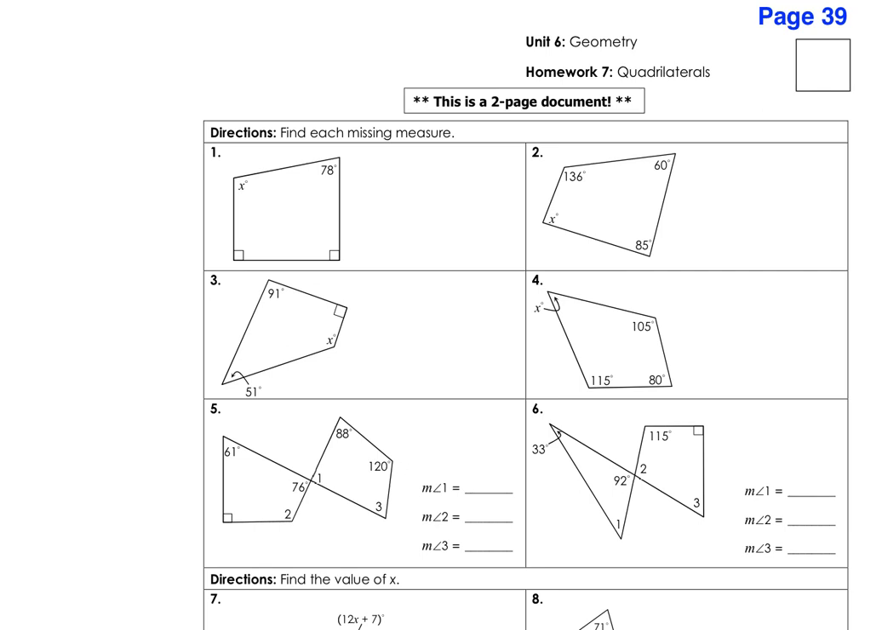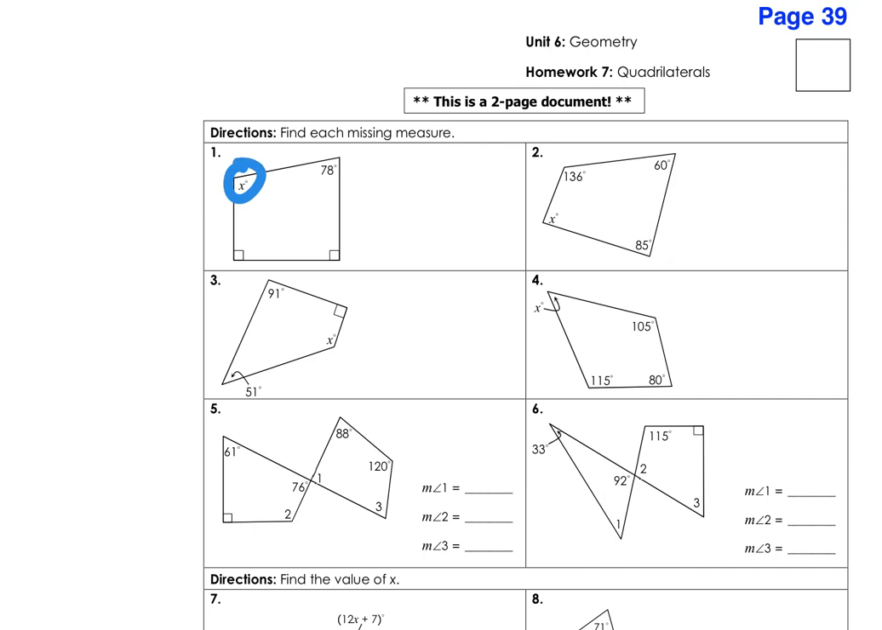Alright guys, you are to complete this one page in your packet. And if you're having trouble with it, I just wanted to kind of get you started on them and help you out. So for number 1, you want to find the missing angle measure, which is going to be that one right there, just the x.